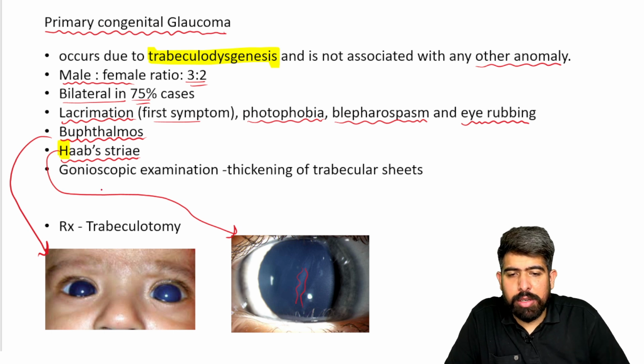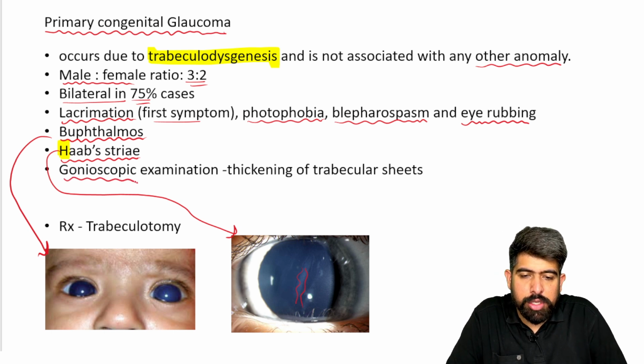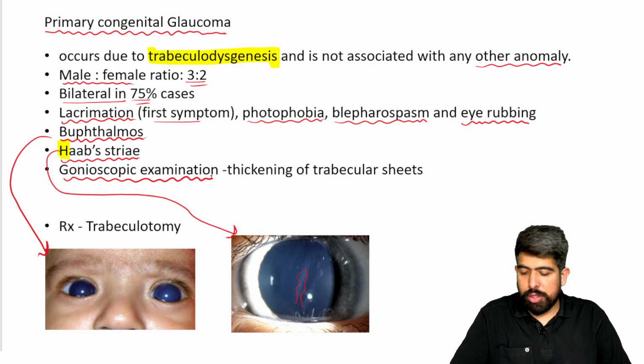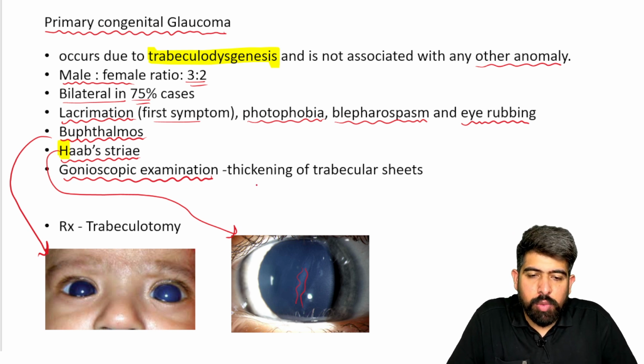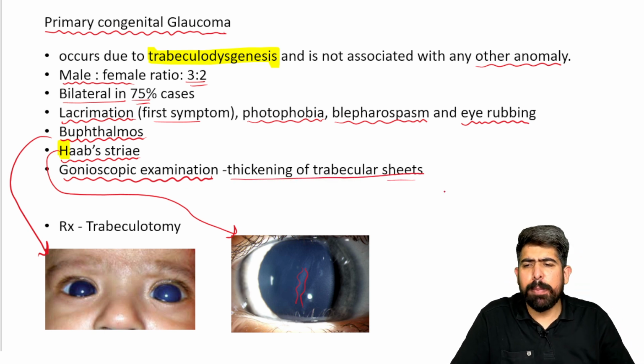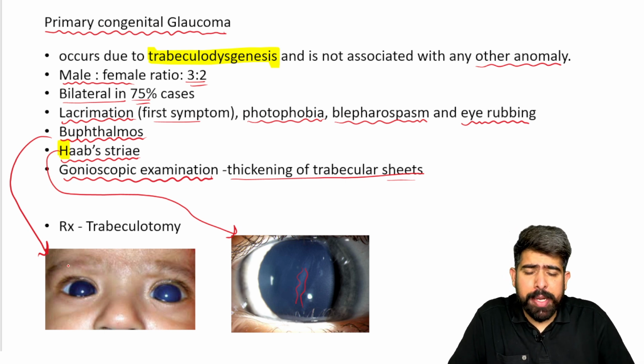If I'm talking about the diagnosis, to make the diagnosis we do a gonioscopic examination. I told you gonioscopy is done in cases of glaucoma. So what will be seen? There will be thickening of the trabecular sheets. Your trabecular meshwork is getting thickened because it is not made perfectly. So this will be the confirmatory diagnosis of primary congenital glaucoma.